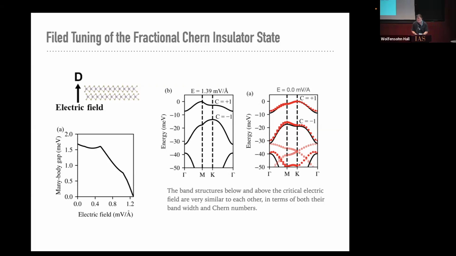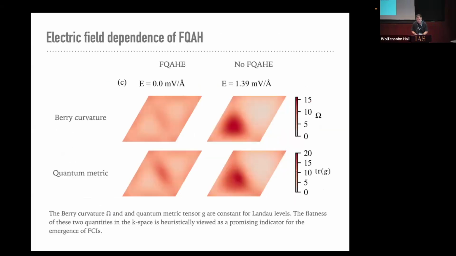So to just shed a little bit of light on this, what we did is that we computed the Berry curvature and the quantum metric distribution in momentum space. You can see that at a zero gate voltage, it's actually quite uniform. You see some variation, but not large. But then at the electric field where the FCI has been destroyed, you see a very large fluctuation, right?